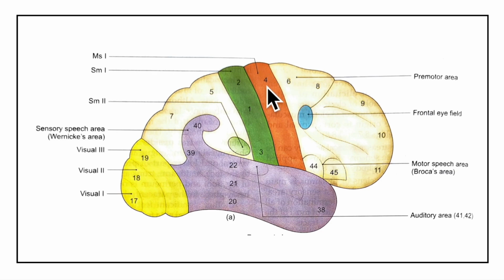So now we'll be learning about area number 4, that is the motor area, also called the primary motor area, in detail. Its location is in the precentral gyrus and the anterior part of the paracentral lobule. Now we have learned about the paracentral lobule in the medial surface, so I'll be showing you another diagram to show that area.